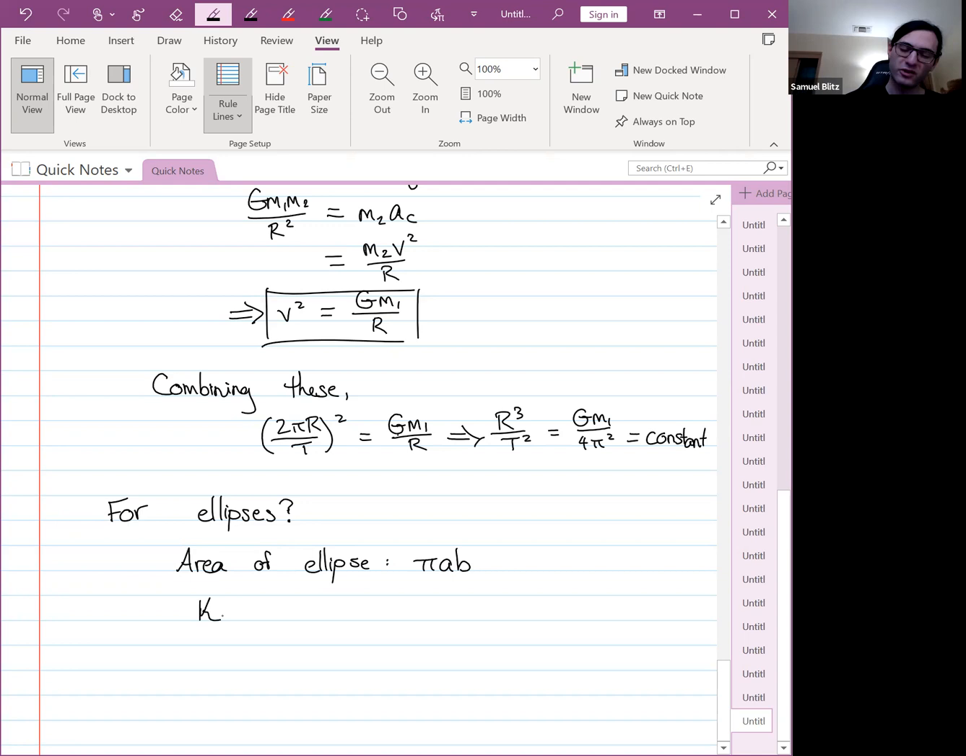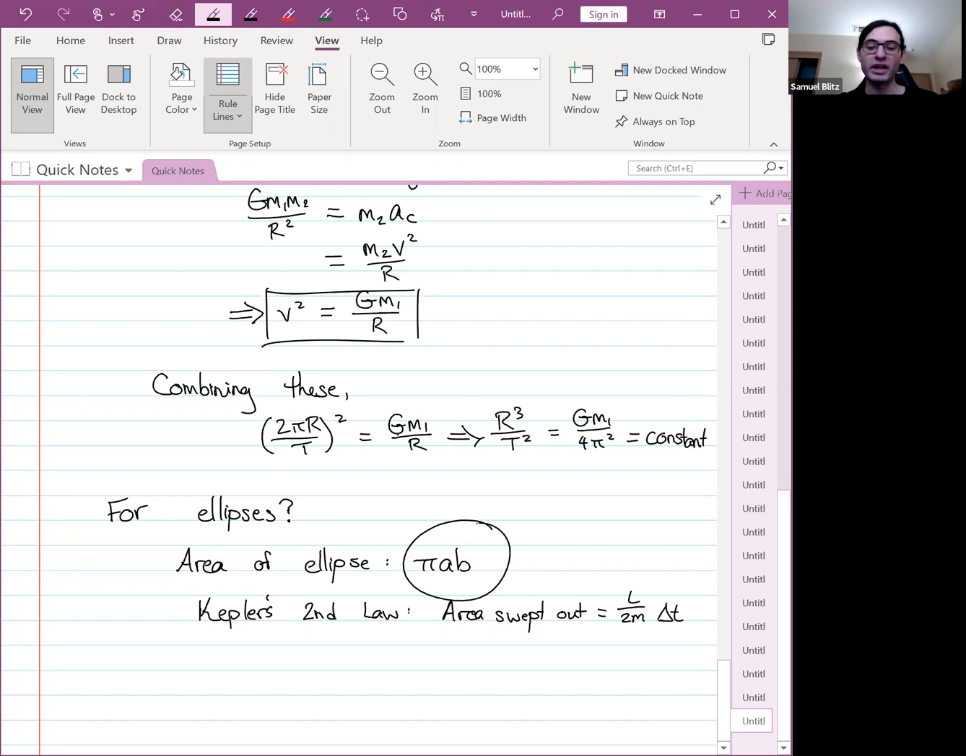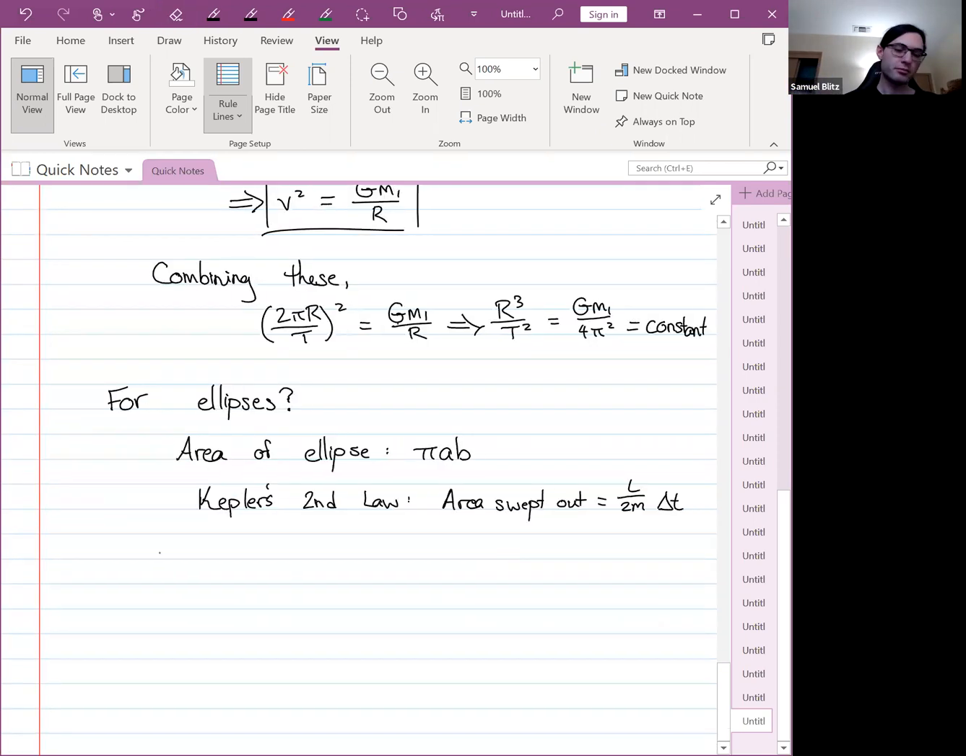Kepler's second law is the following. It's that the area swept out, and this is what we just derived, is equal to L divided by 2m times delta t. And so actually, we can relate the area of an ellipse to the angular momentum, because if we sweep out one full orbit, i.e. if delta t is the orbital period, then the area we will sweep out is the full area of the ellipse. We then find that πAB is equal to L over 2m times the orbital period, which is great because now we have the orbital period and we're relating it to some orbital parameters.